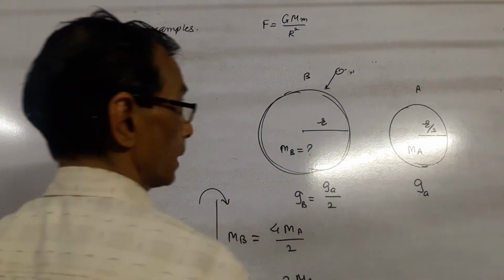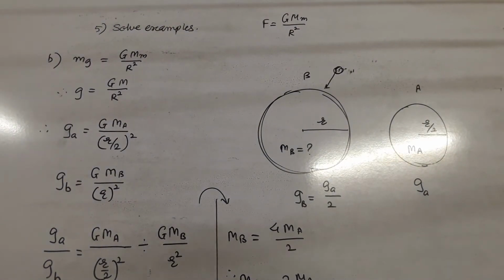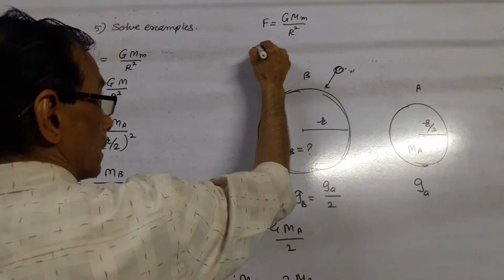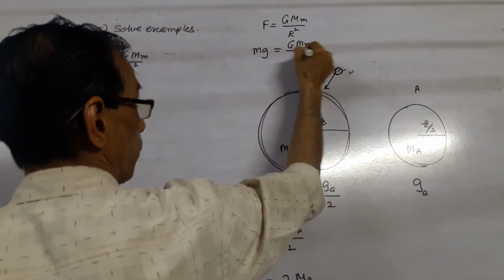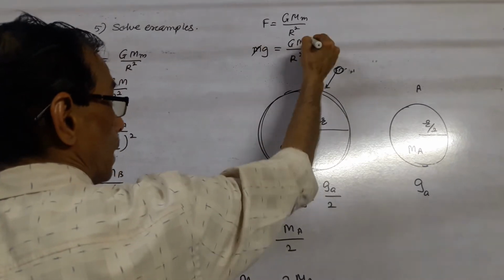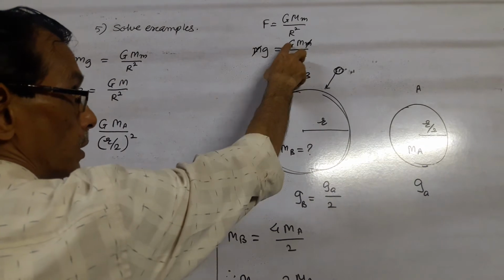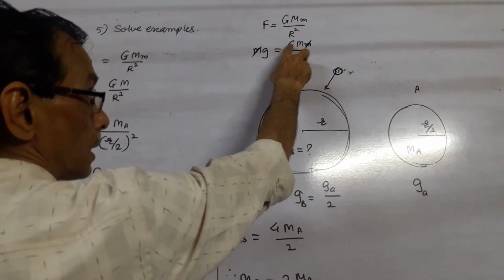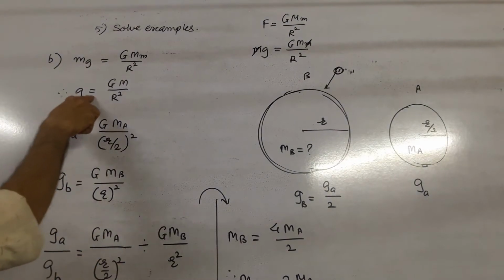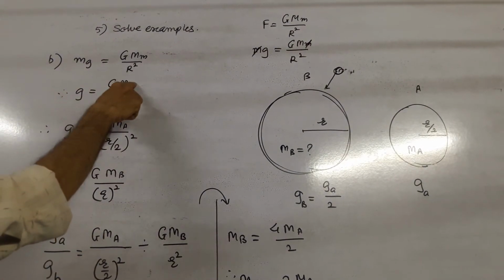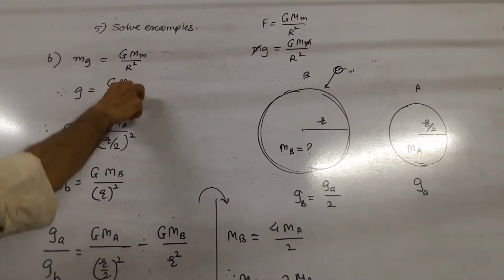But at the same time, we know that the gravitational force acting on the body is nothing but the weight of the body, and the weight of a body is mass into gravitational acceleration, and this is equal to G M m upon r square. So if you cancel m on both sides, then you will get the value of g, small g, equal to capital G into capital M upon r square. So the same formula I write here, that g is equal to capital G into capital M upon r square, where g is the gravitational acceleration and M is the mass of that planet.